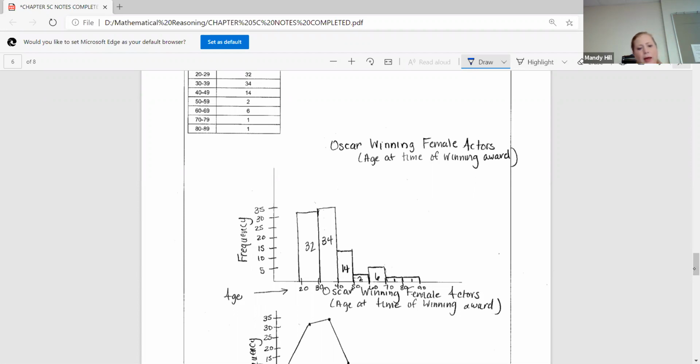This bar right here means that 32 women, when they were in the ages of 20 to 29, won an Oscar. This bar right here means 34 women, when they were in the ages from 30 to 39, won an Oscar, right? So it looks like it drops off drastically for the older women if they're going to have a chance of winning an Oscar.